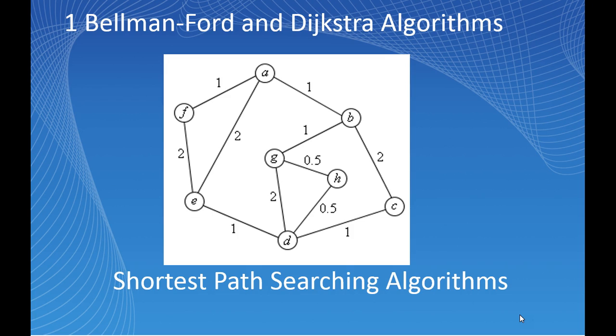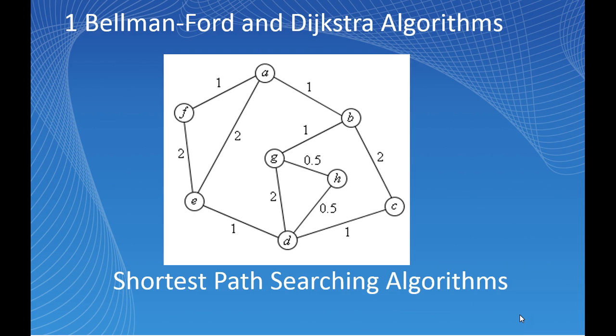Okay, so firstly, we want to talk about the Bellman-Ford and Dijkstra algorithms. So what are they? They are often the best path searching algorithms, kind of like a classification. They are going to search for the shortest path between the source node and the destination.